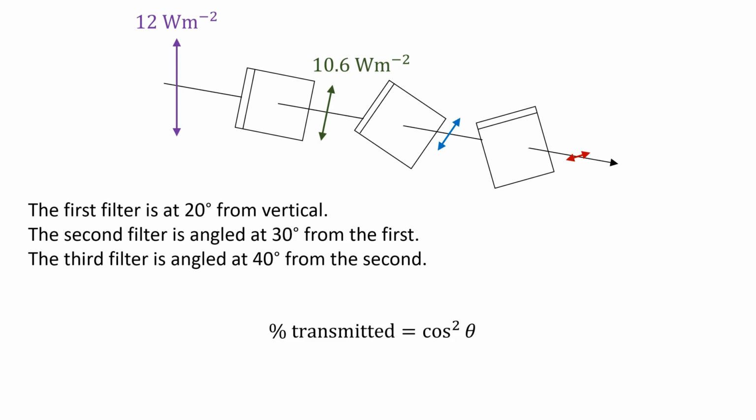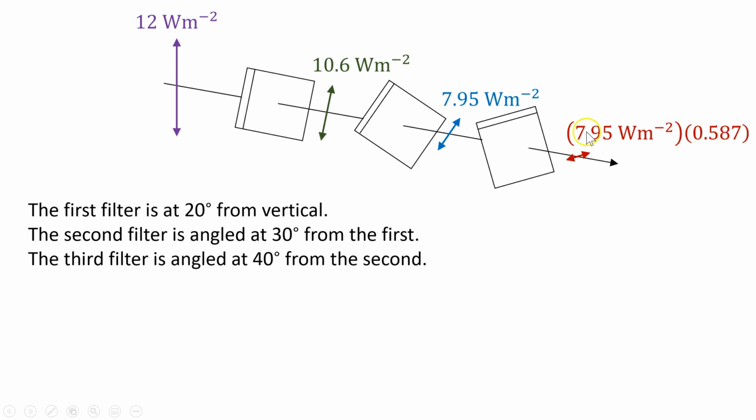And then we apply the next filter with its angle of 30 degrees. Remember, 30 degrees is the angle between the polarization plane of this light and this transmission axis. So we do the calculation and we get 0.75 or 75%. 75% of the green makes it through, and that gives us a value of 7.95 watts per meter squared. And then we do this one final time. We plug in the angle of 40 degrees between this polarization plane and this transmission axis. We get 58.7%. And when we apply that percentage to the incident light, what do we get? A final answer of 4.67 watts per meter squared.